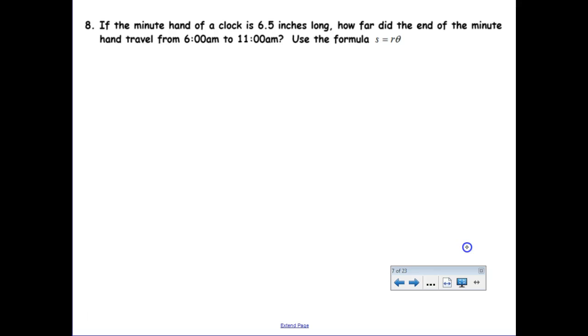Oh, the dreaded clock problem. Most common mistake from your friends was that they forgot theta had to be in radians. Whenever we see this as an error analysis question, I try to incorporate that into our problems, where whoever tried to do the question never converted to radians. Because yes, on a clock, the minute hand does make revolutions. Between 6 a.m. and 11 a.m. it's going to make 5 revolutions.